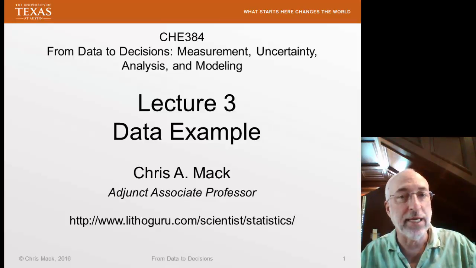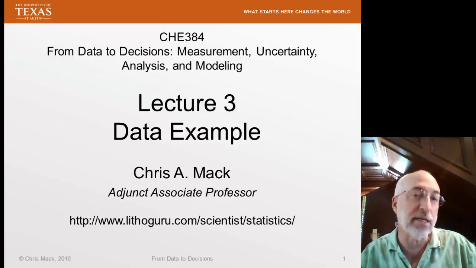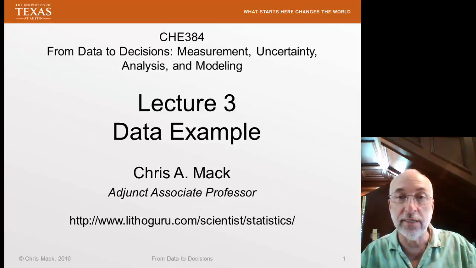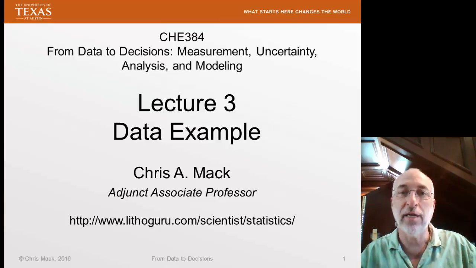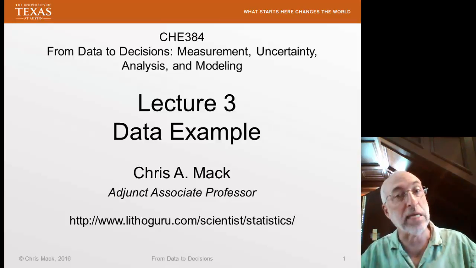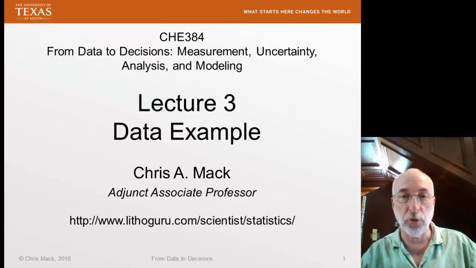This is Lecture 3, and in this lecture I'm going to pick a particular example of how data is presented in a typical peer-reviewed journal scientific article. We'll look at it to see if that article presented the data in all of its detail, as we explained in the last lecture, Lecture 2.